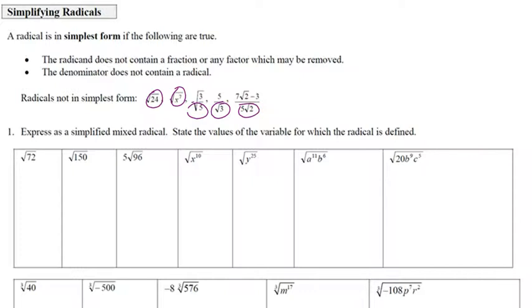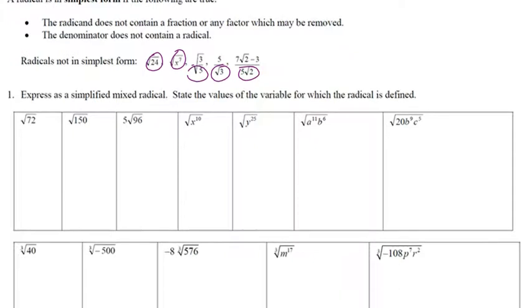So that 7 root 2 minus 3 is in its simplest form, right? There's nothing you can do to simplify it. Okay, expressed as a simplified mixed radical. So what we're doing is we're changing from an entire radical, root 72, to a mixed radical. If there's a variable there, we want to state the values of the variable for which the radical is defined. Okay?